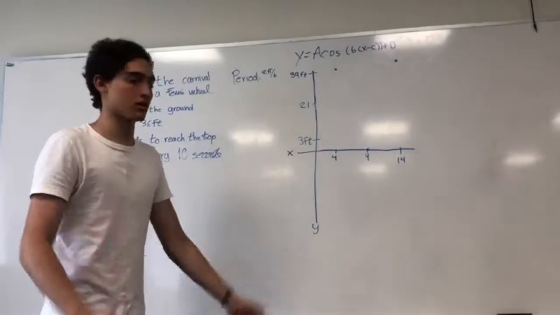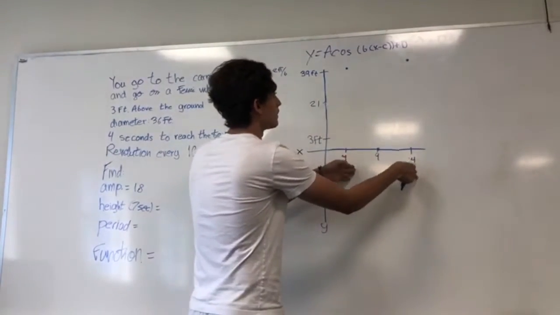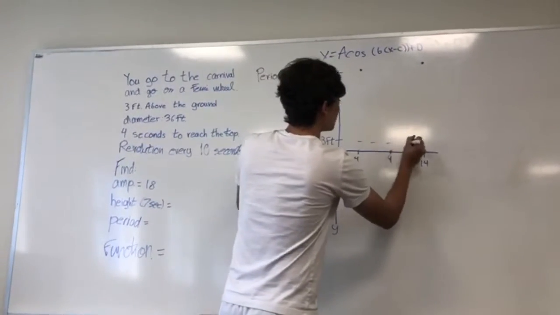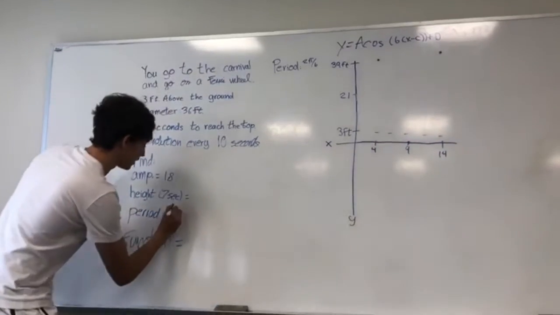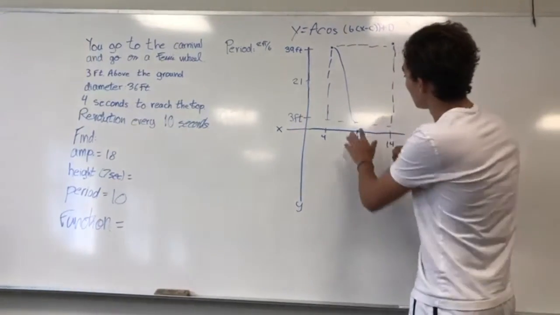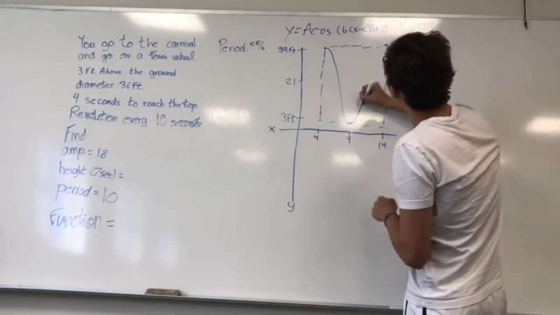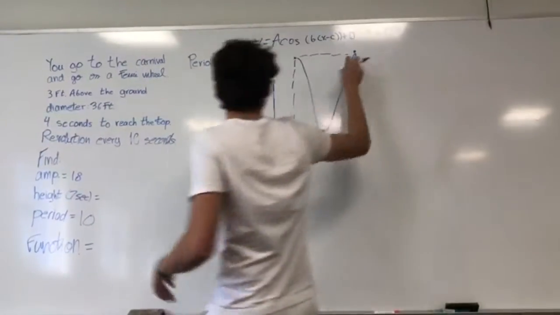A revolution takes 10 seconds, so this means that this is going to be the length of our cosine function for it to revolve again and go to its maximum point. So our period is 10. The cosine function goes like this. At second 9, minimum point, 3 feet above the ground, and at second 14, it reaches the top again.